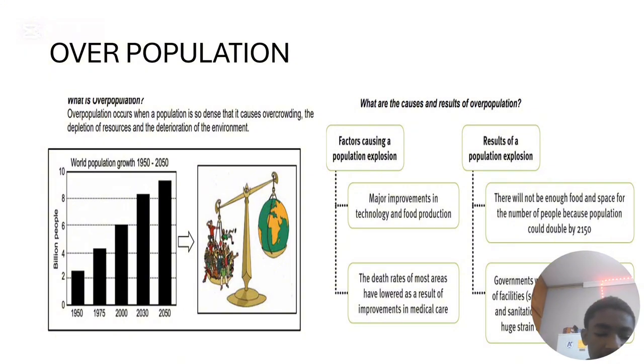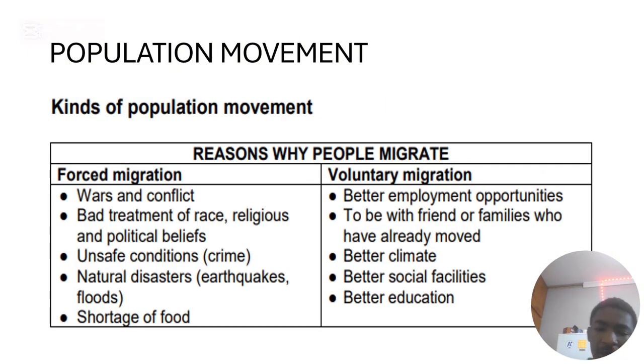Okay, right. So let's talk about population movement. Now this is my favorite. Population movement is easy. You don't have to complicate things. I've already summarized things for you. So we have different kinds of population movement. We have forced and voluntary migration.